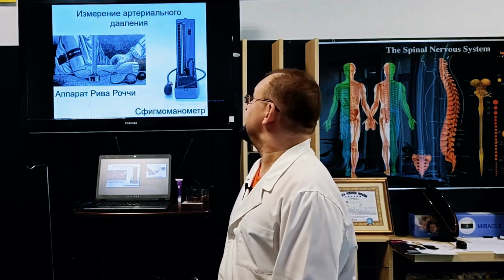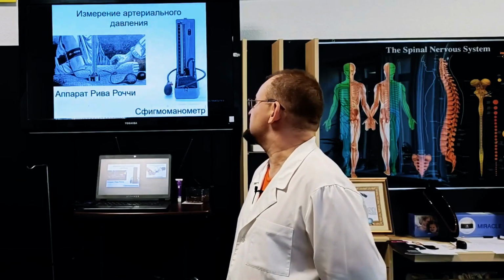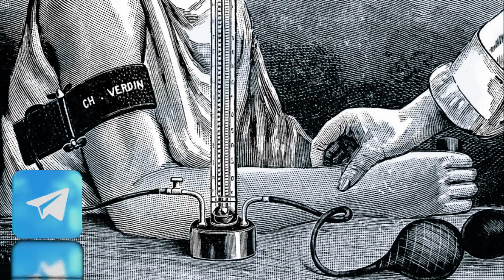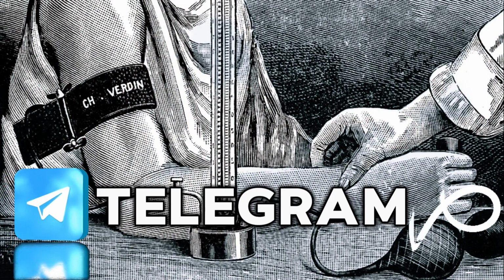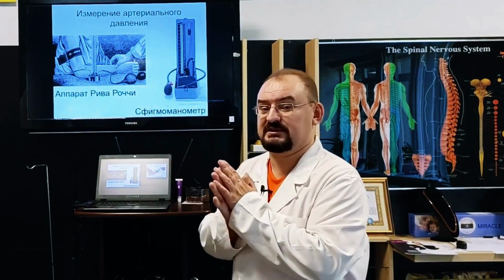In front of you is a very old Riva-Rocci device. You know, friends, it's called a sphygmomanometer. When I look at this device, I immediately remember that I, Dr. Holod Vladimir Miroslavovich, used to work with such devices. I used to measure blood pressure for grandmothers with this very old sphygmomanometer. Every time I see this device, I immediately remember that I'm already an old vintage doctor. If you're still using this kind of device and still remember them, it's time for us to retire, because this is purely history now.